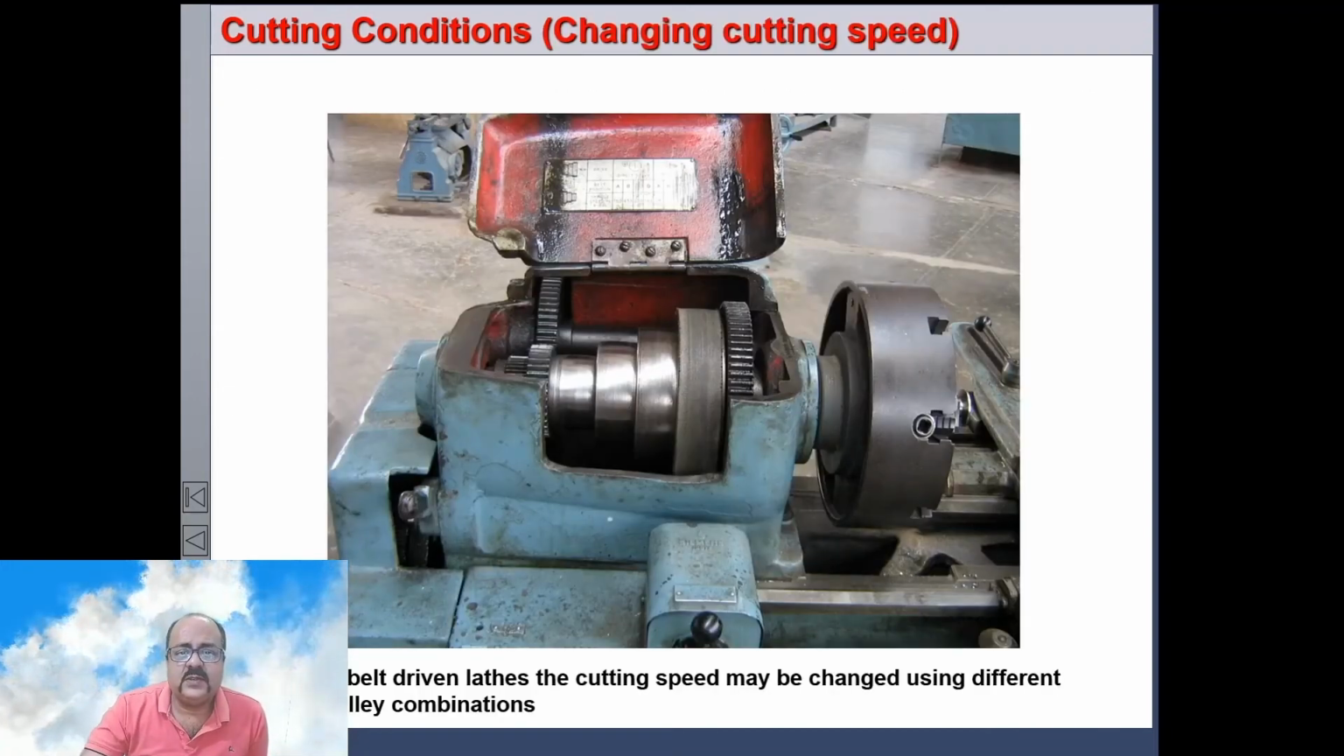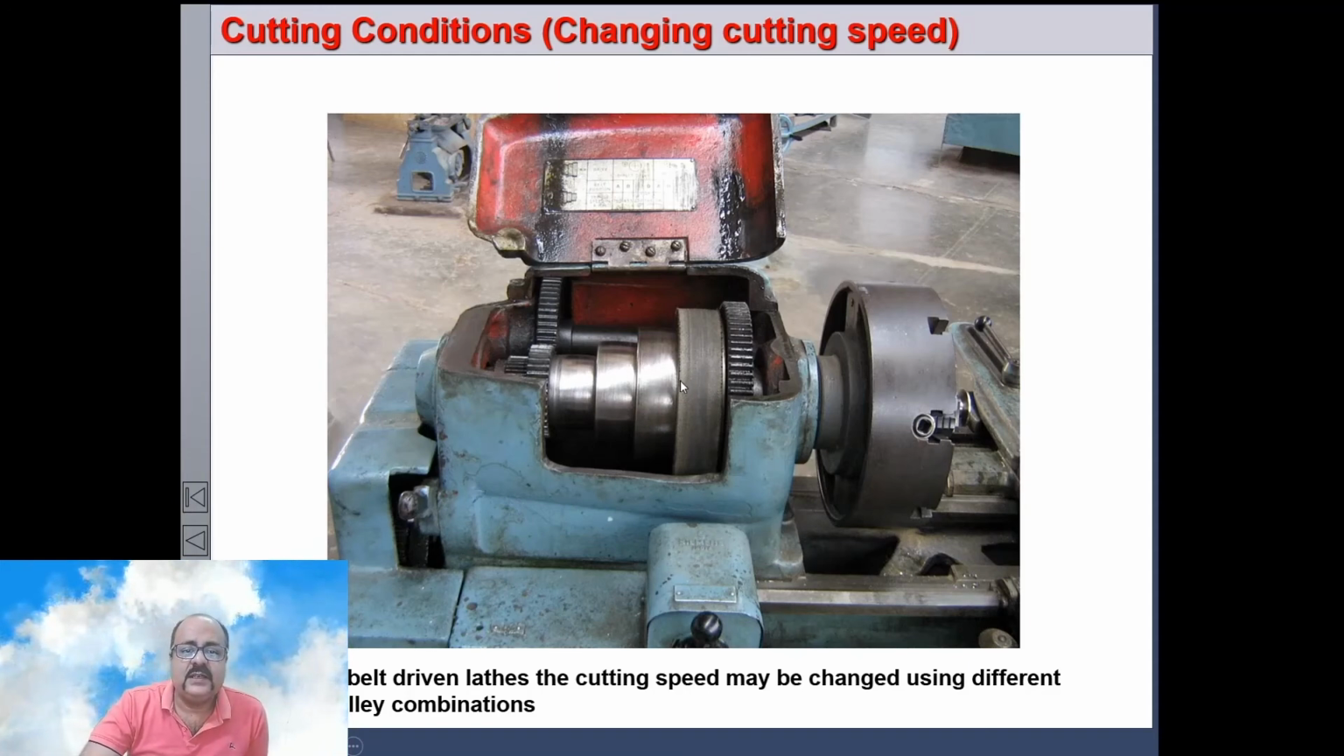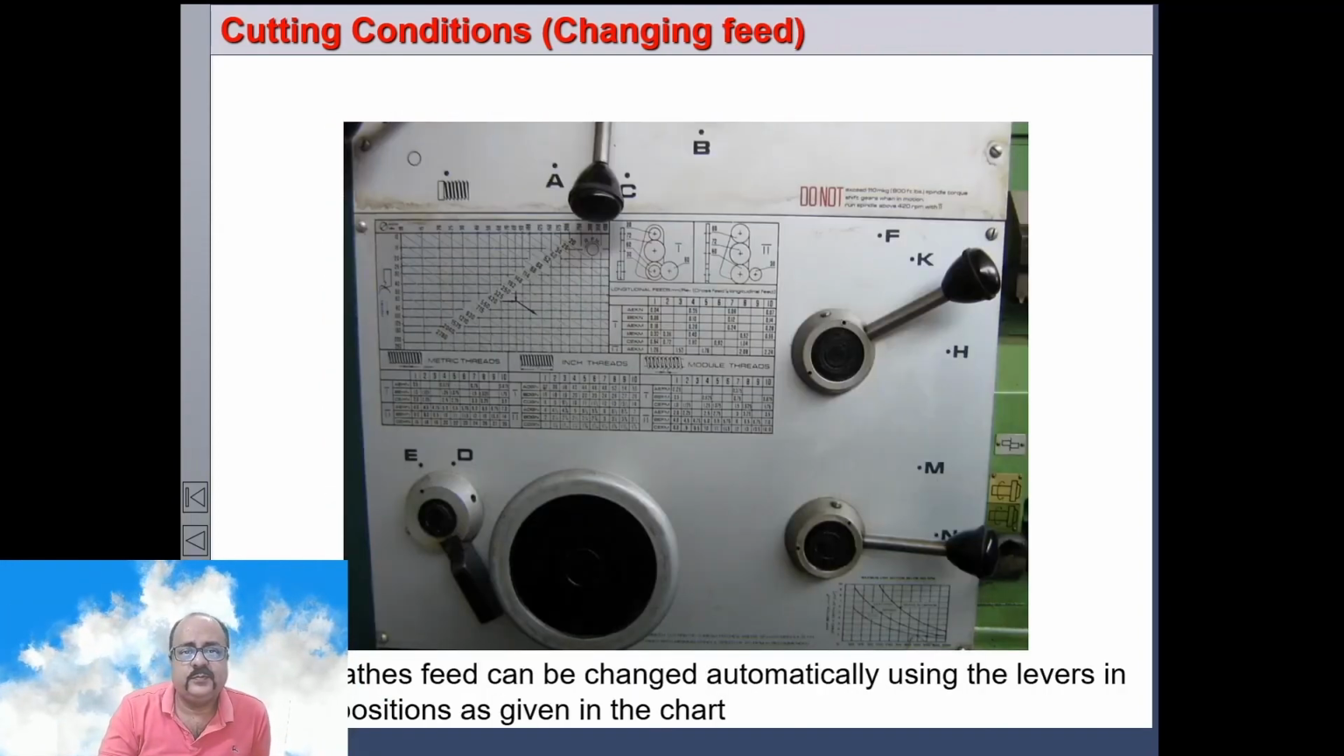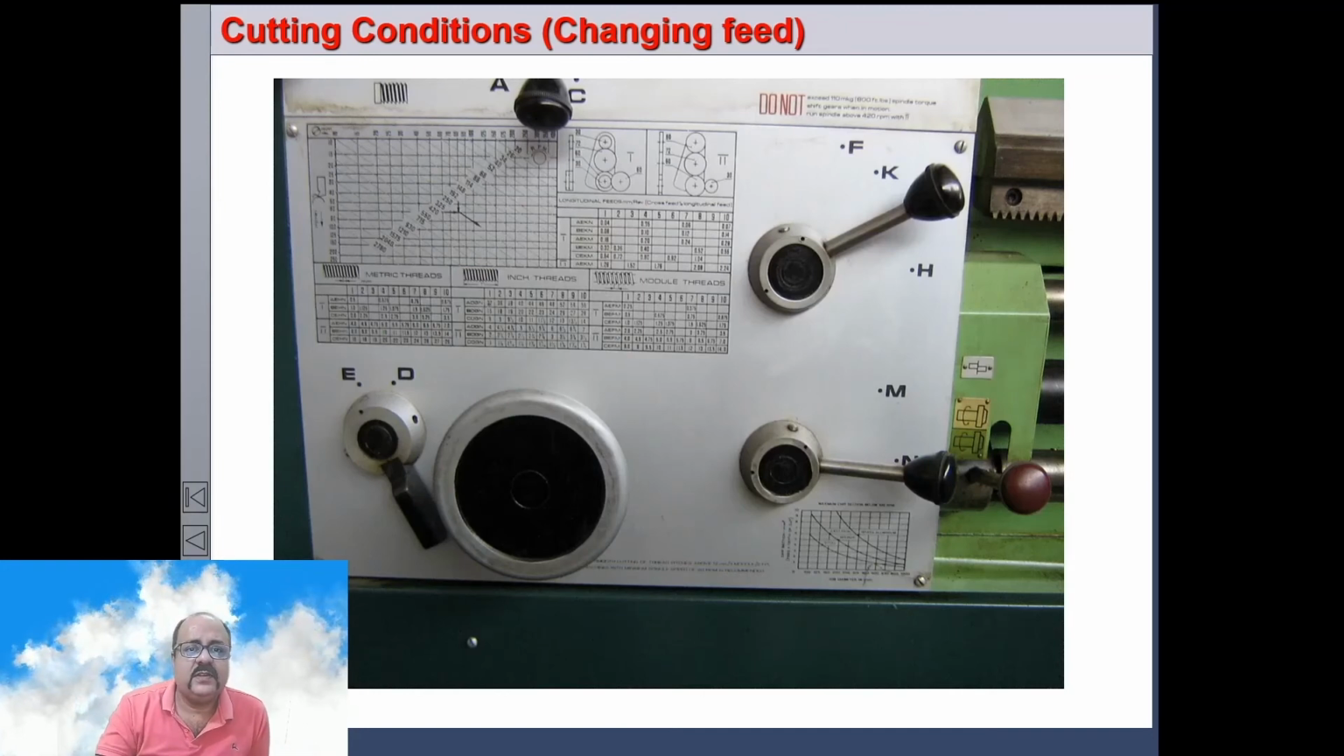How do you change the cutting speed? We change the cutting speed, or RPM rather, in this case by shifting the belt to pulleys of different sizes. In the case of an all-geared lathe, we change the gear ratio and thereby change the RPM of the spindle. So you can see these are the control levers, and the charts are there showing how to select all these things.